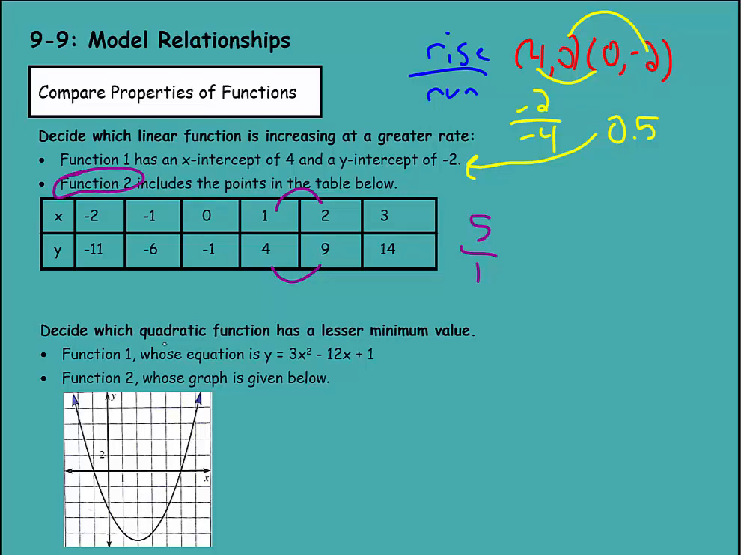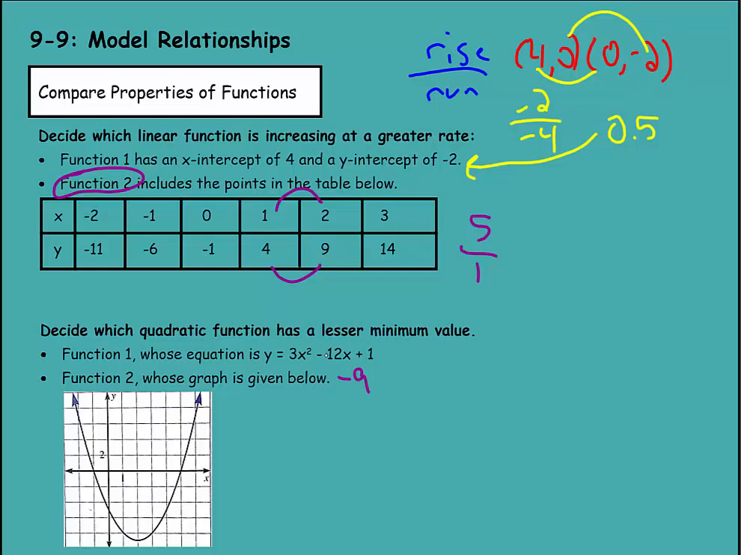Now we need to decide which quadratic function has a lesser minimum value, meaning the lowest point of a parabola. That gives us function 1, which is the equation 3x squared minus 12x plus 1, and then function 2, which has a graph given below here. Well, the graph you can probably tell pretty quickly. It's -2, -4, -6, -8. We'll say -9 for the graph here.